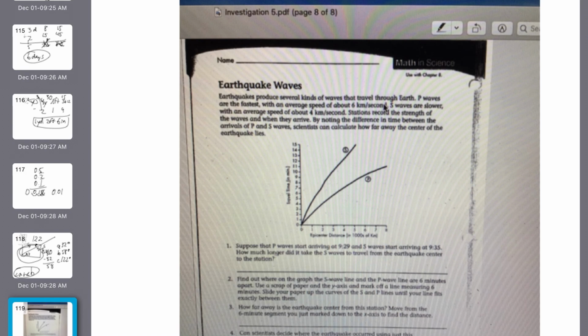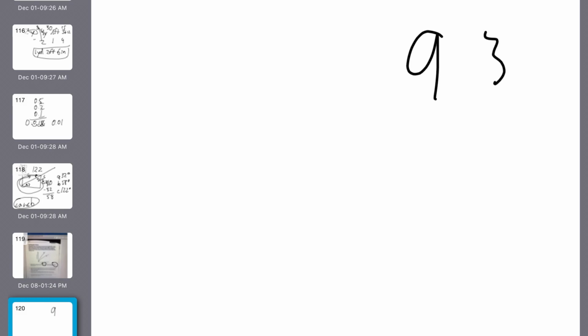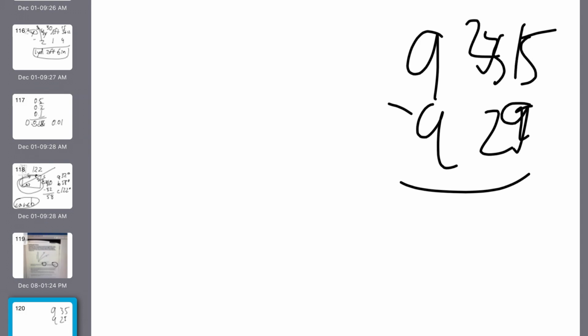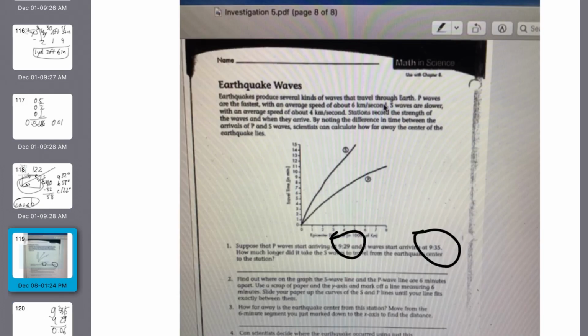It says, suppose that P waves start arriving at 9:29 and S waves start arriving at 9:35. How much longer did it take the S waves to travel from the earthquake center to the station? So guys, you're just going to take 9:35 and subtract 9:29 from it. So I'm just going to do that on a different sheet here. It's going to take 6 minutes. So I'm back to this one. Number one, 6 minutes.